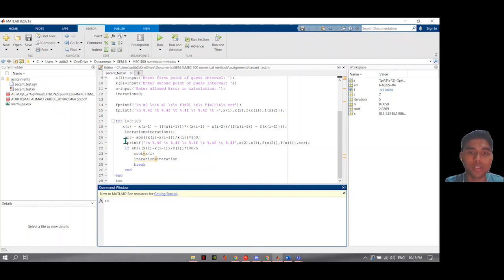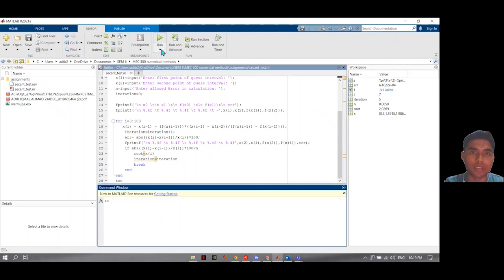After we calculate all of the items, the new x0 is x1, the new x1 is xi, the new fx0 is fx1, the new fx1 is fxi, and the approximate relative error is updated. Then there is an if statement. It says that if the approximate relative error is smaller than the pre-specified error, the program ends, where we take the root as xi, and the iteration stops.